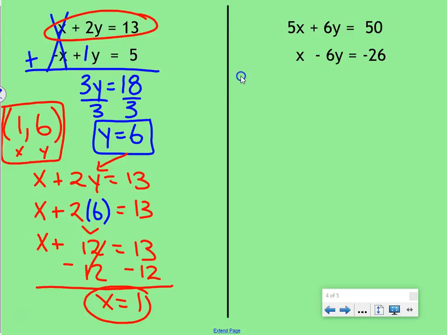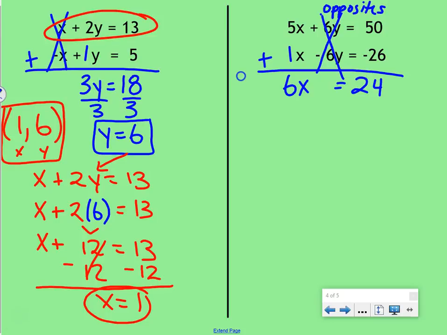All right, last example for us. We're going to treat this like one big addition problem. 5x plus 1x is 6x. 6y plus negative 6y cancels out, makes 0. If you remember, 6 and negative 6 are opposites. They make 0. 50 minus 26 is 24. Divide both sides by 6 to get x by itself, and x equals 4.